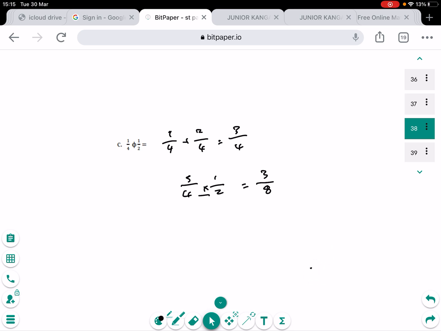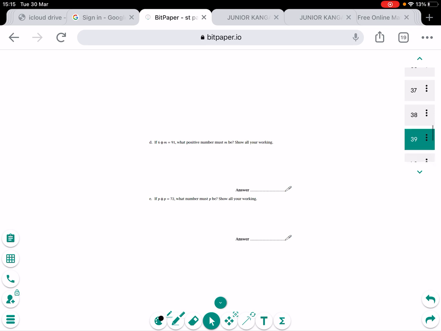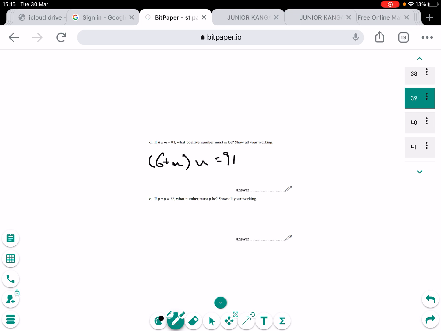And for question D of this, if 6 plus m times m equals 91, then what positive number must m be? So let's just write it down first. So 6 plus m, and we need to times that by m, equals 91. And let's look at the possibilities, because it certainly can't be something like 10, because that way it would just be too large to be possible. So let's start going down from 10.